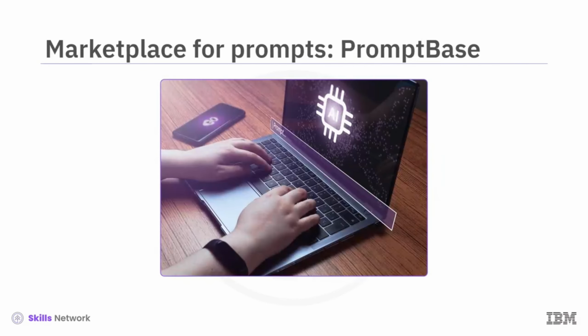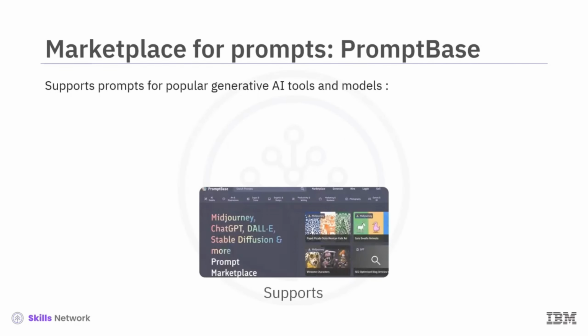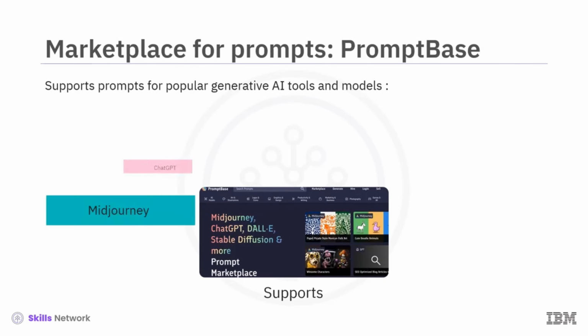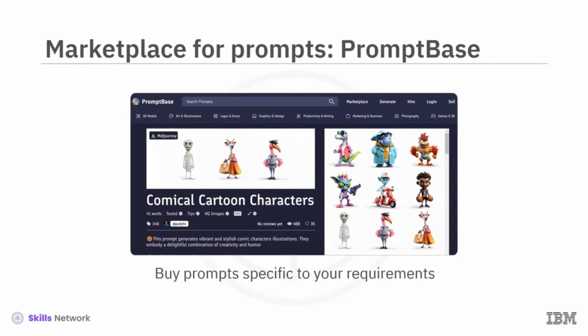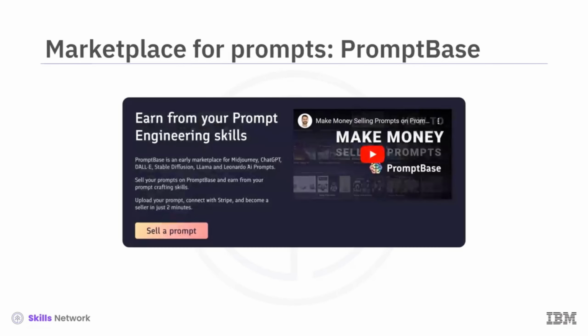Finally, it's interesting to learn that prompts are also available for buying and selling. One such example of a marketplace for prompts is PromptBase. PromptBase supports prompts for popular generative AI tools and models, including Midjourney, ChatGPT, DALL-E, Stable Diffusion, and Llama. Through PromptBase, you can buy prompts specific to your requirements and specific to a model or tool. For example, you can buy a prompt to generate comical cartoon characters through Midjourney. Also, if you have good prompt crafting skills, you can upload and sell prompts through PromptBase. It also supports crafting prompts directly on the platform and selling them on its marketplace.